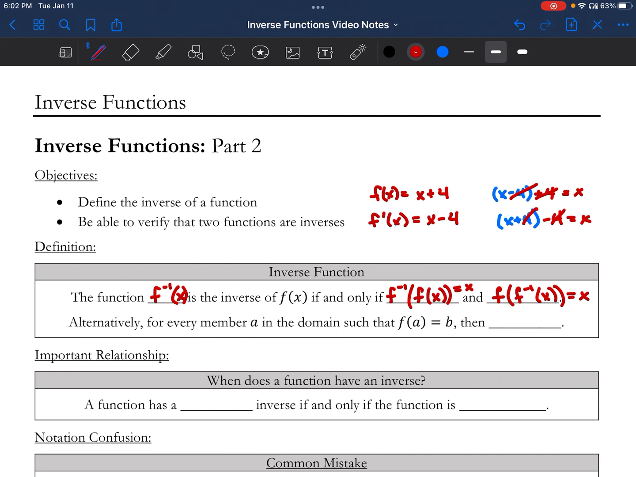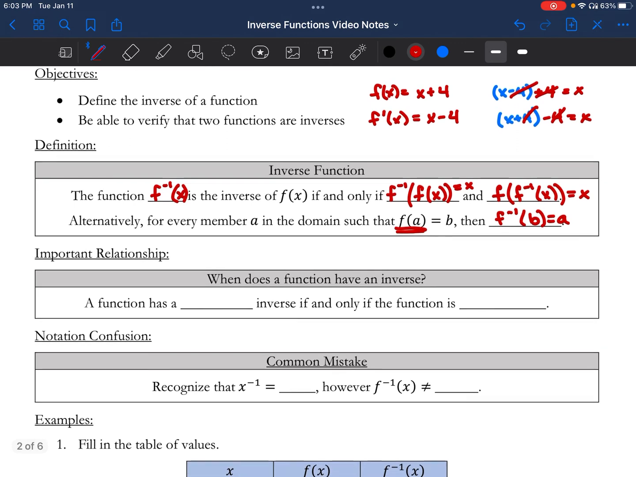Another way to talk about this is that for every member A in the domain such that f of A equals B, then f inverse of B will take it back to A. Again, the original function takes my x values and turns them into y values. What the inverse function will do is take those y values and turn them back into x values. It's important to recognize this relationship.